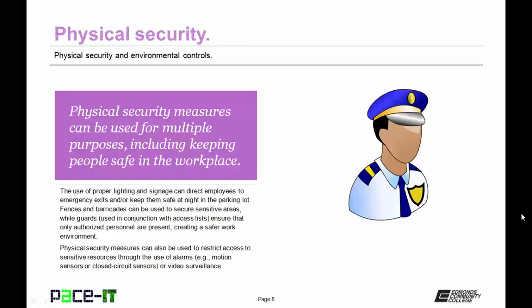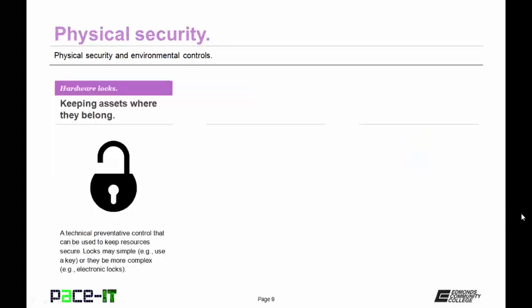Physical security measures can also be used to restrict access to sensitive resources through the use of alarms, as in motion sensors or closed-circuit sensors, or through video surveillance. With that covered, let's talk about some specific physical security controls. First up, there are hardware locks. This is keeping assets where they belong.